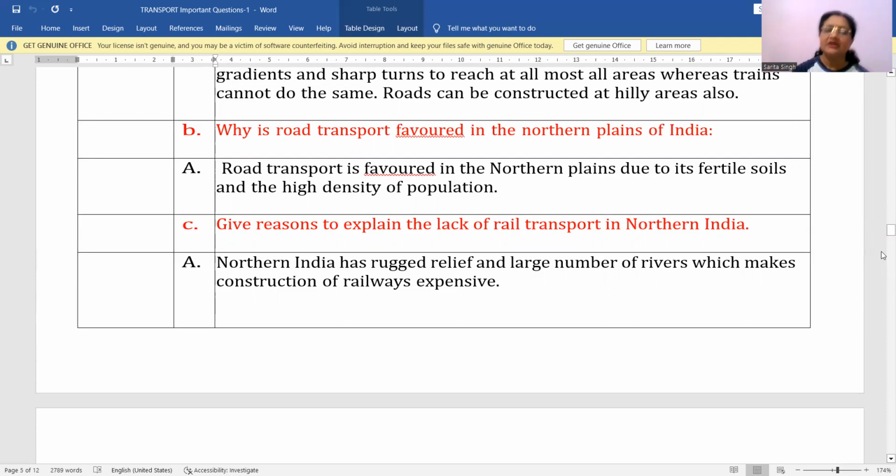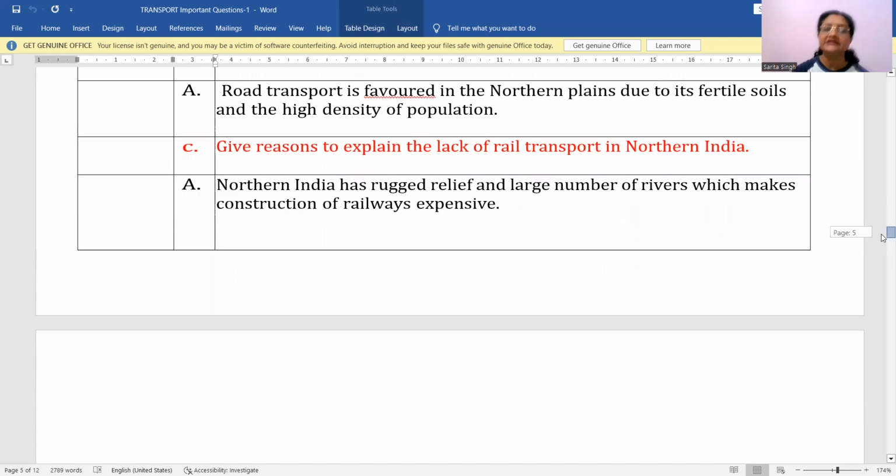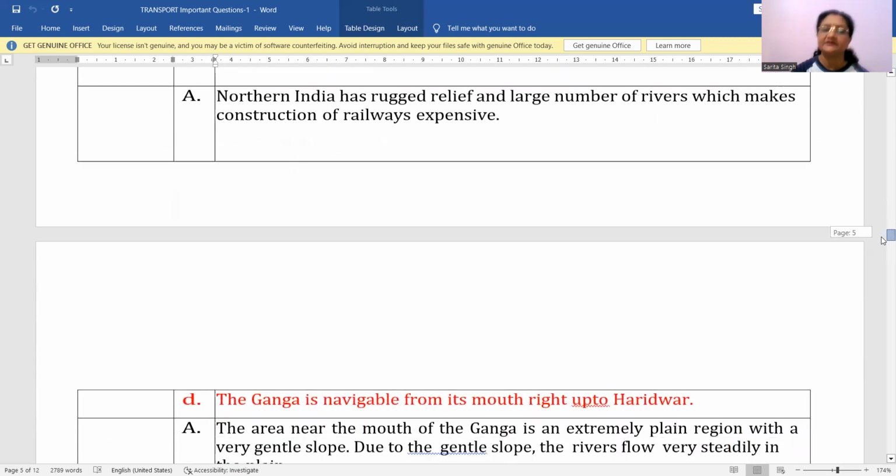Yes, lack of rail transport in northern India. Northern India, not northern plains, children. So northern India means it has rugged relief and a large number of rivers, which makes construction of railways quite expensive.